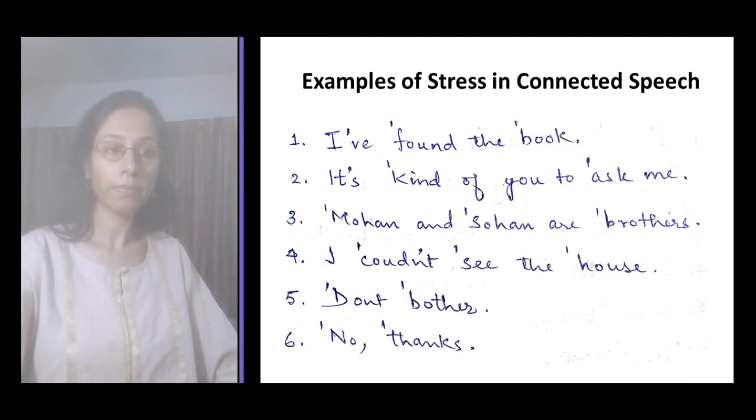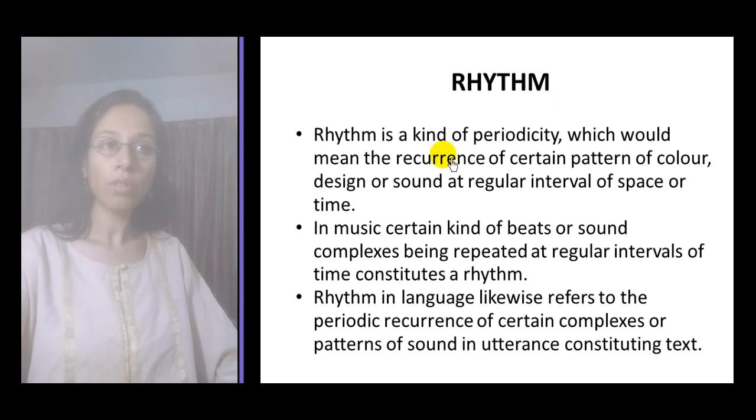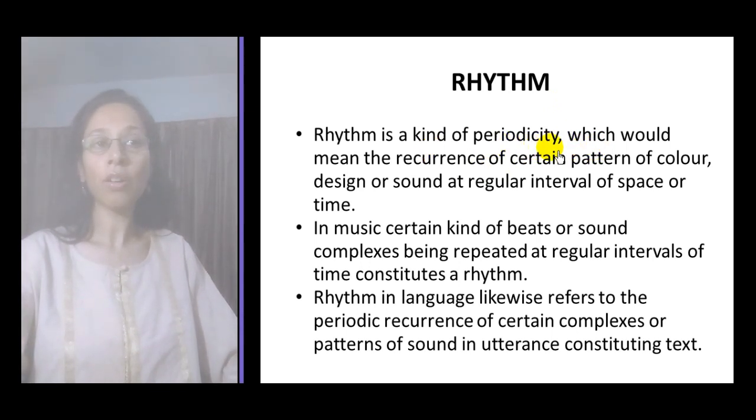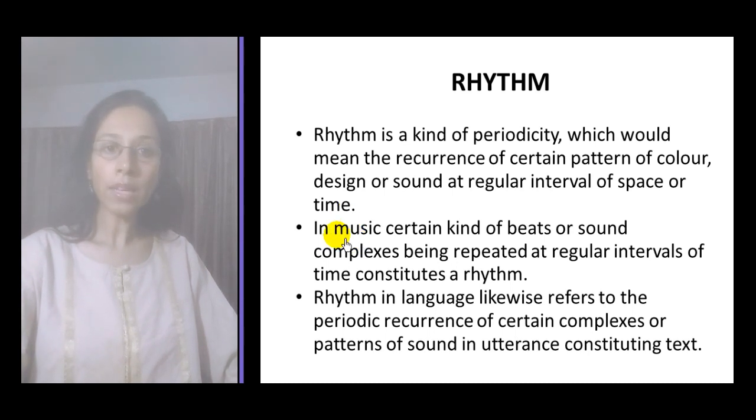Let's go further and look at rhythm. Now, rhythm is something which tells you about periodicity. It could mean the recurrence of certain patterns of color, design, or sound at regular intervals of space or time. This is how we generally define a rhythm. In music, we have certain kinds of beats or sound complexes which are repeated at regular intervals of time, and it is that which constitutes the rhythm in music. In language, this refers to the periodic recurrence of certain complexes or patterns of sound in utterance which constitutes the text.